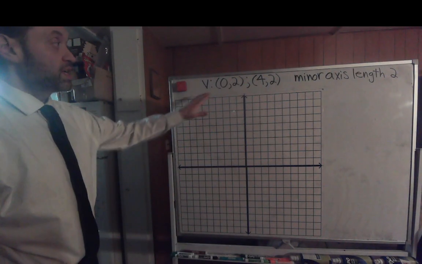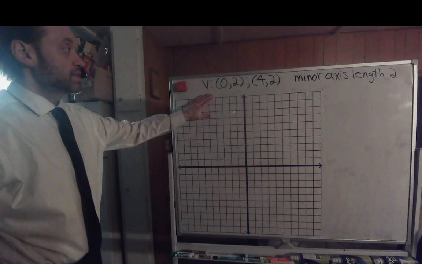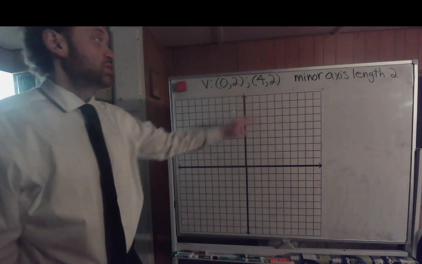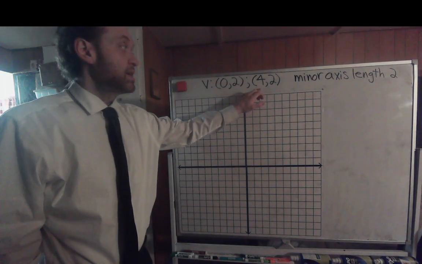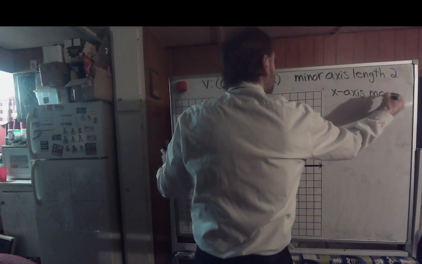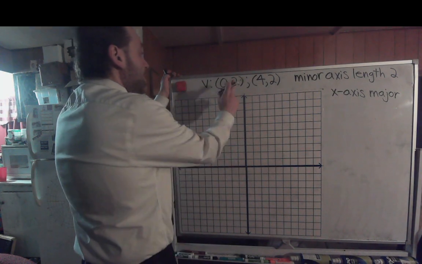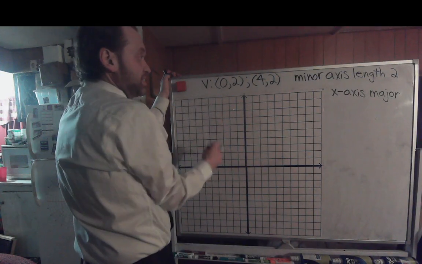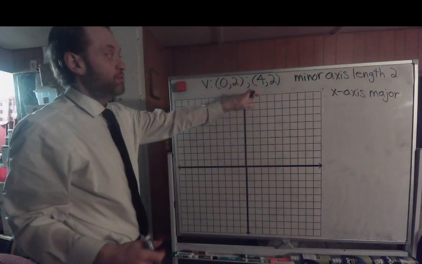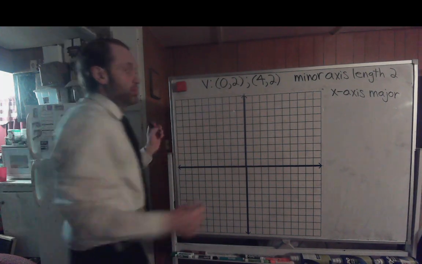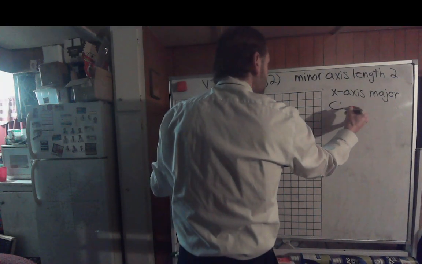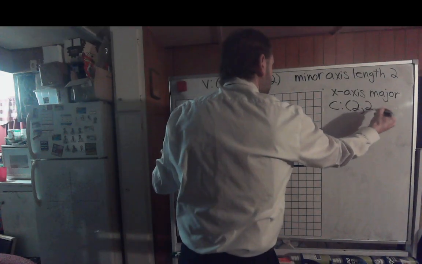Well, let's look at what changes in your vertices here. You have 0, 2, and 4, 2, so the only change is for your x. That means the x-axis is your major axis, so the y-axis is minor. What's the center then? Halfway between 0, 2, and 4, 2 would be 2, 2. So my center ends up being at 2, 2. Makes life a lot easier.